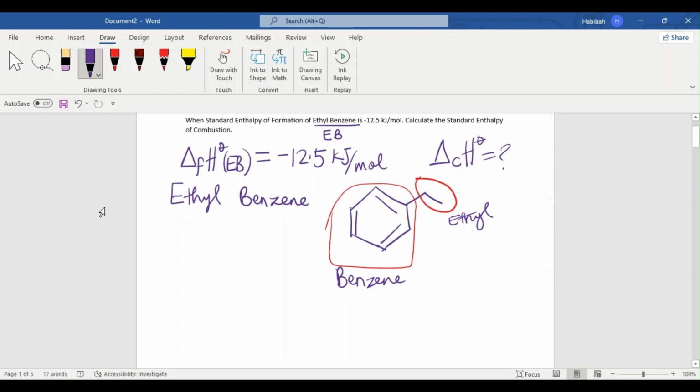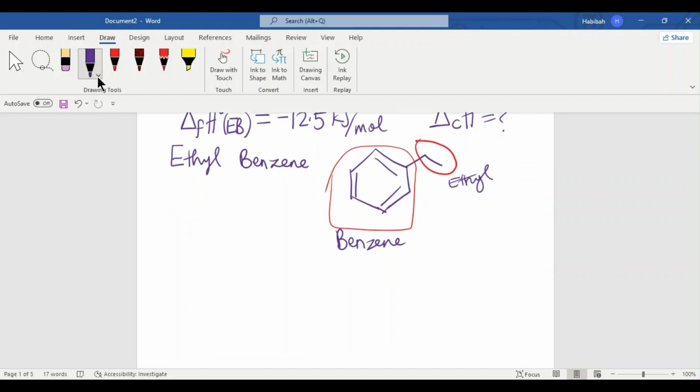Some of you may be wondering why I'm talking about every single thing so intensely. It's because I want everyone to be on the same page, because you need to get every single part of this information in order to do well. So now we're going to count how many carbons and how many hydrogens we have, so that we're able to do the reaction.